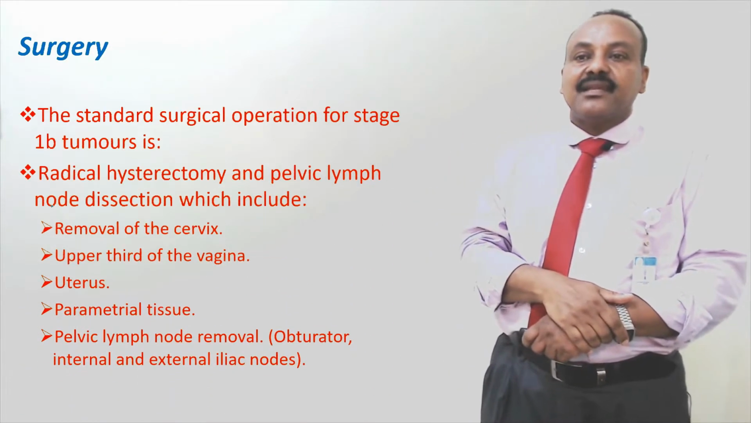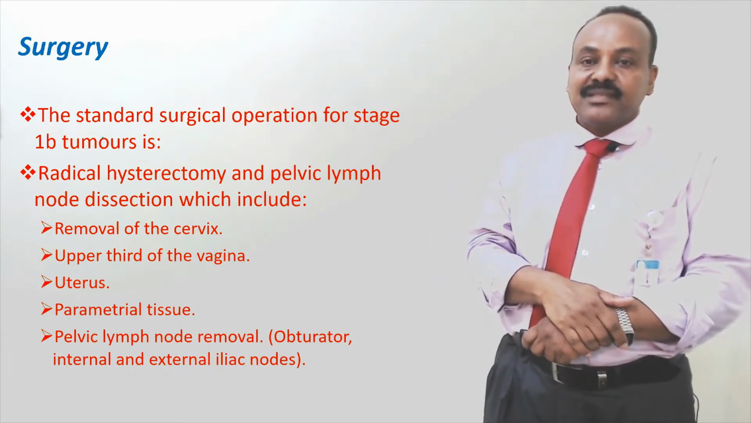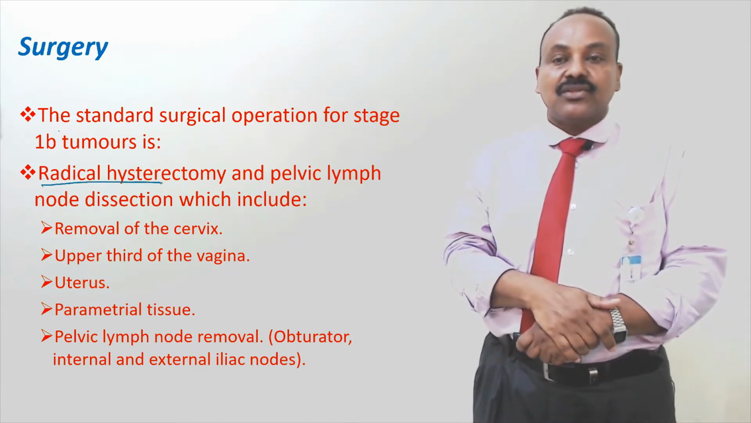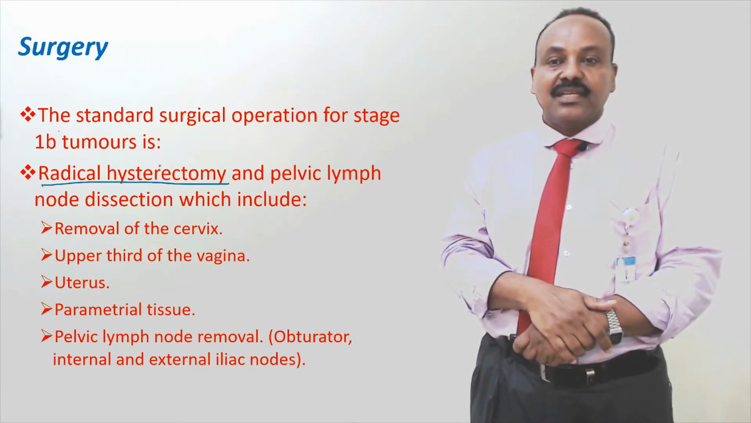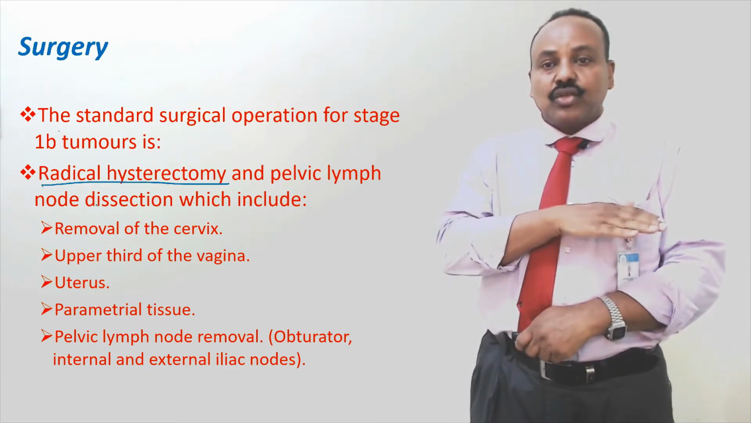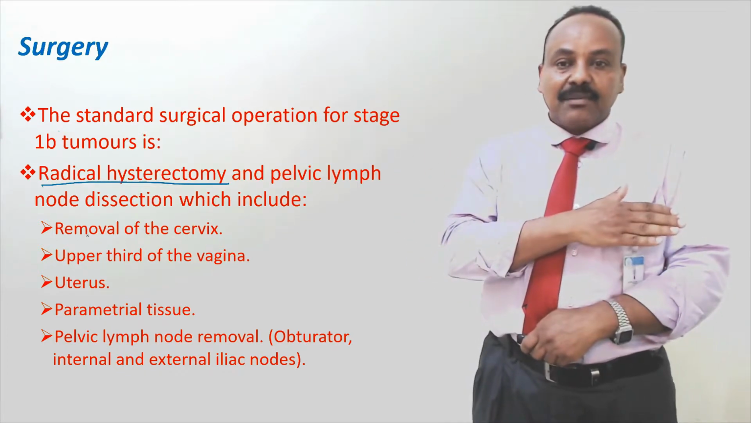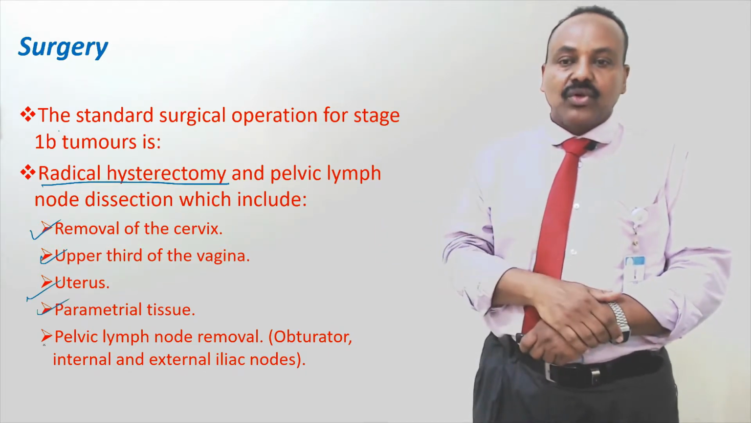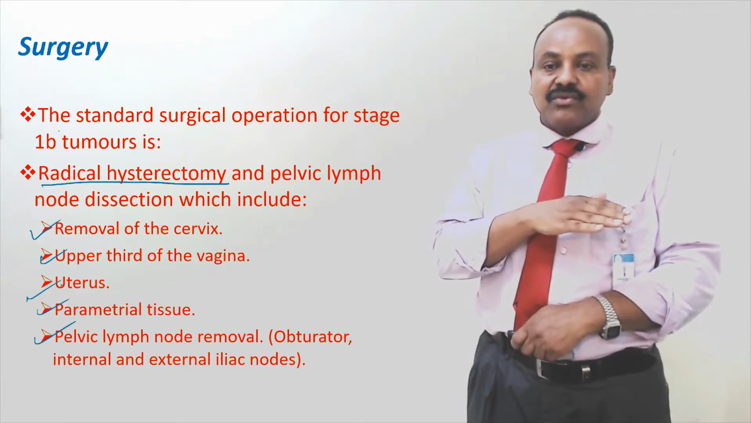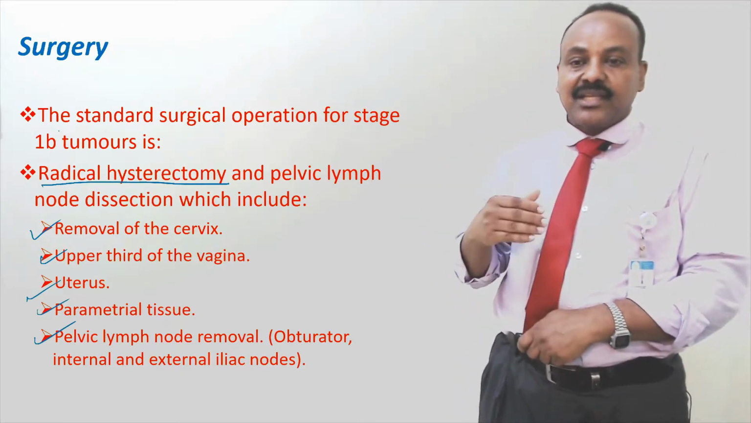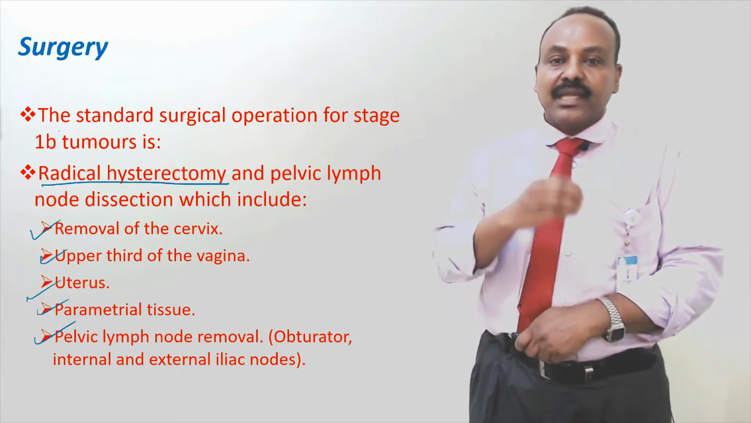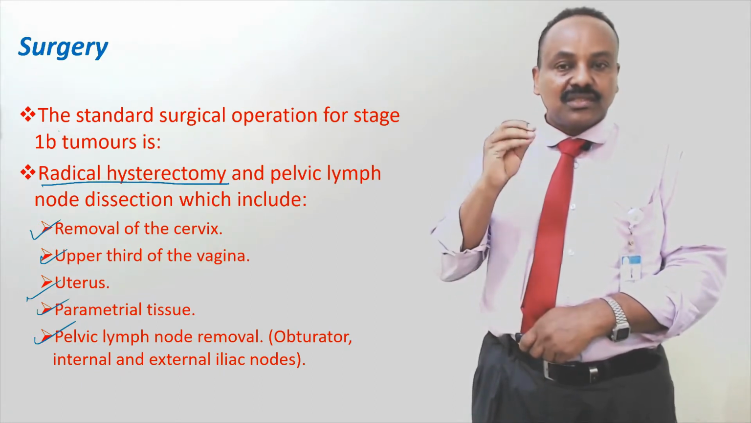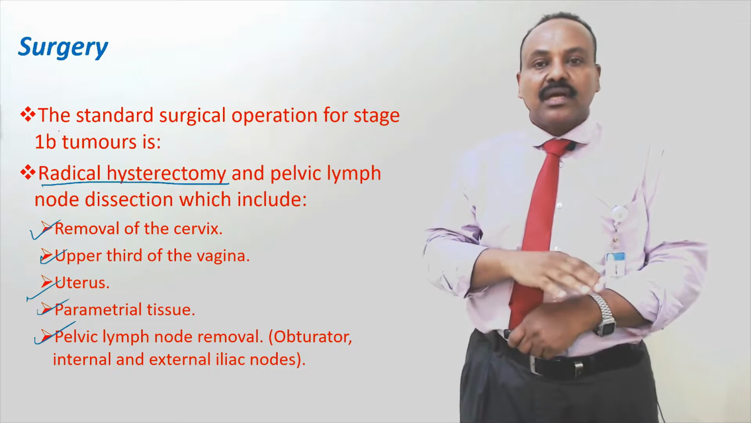The standard surgical operation for stage 1B tumor, if we select surgery, is radical hysterectomy and pelvic node dissection. This includes removal of the cervix, the upper third of the vagina, the uterus, the parametrial tissue, and all pelvic lymph nodes: obturator, internal, and external iliac nodes. This is what we call radical hysterectomy. You remove all these tissues, including the uterus, the cervix, and the parametrial tissue.